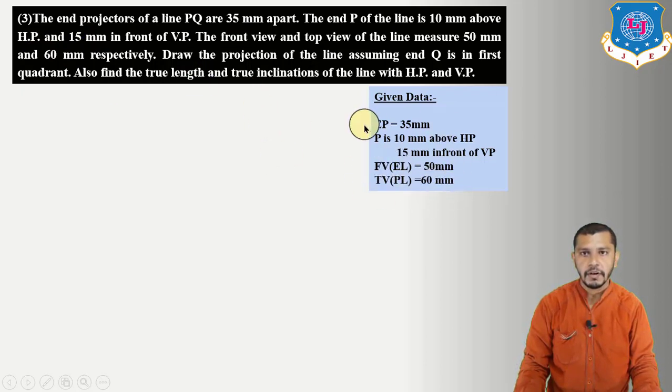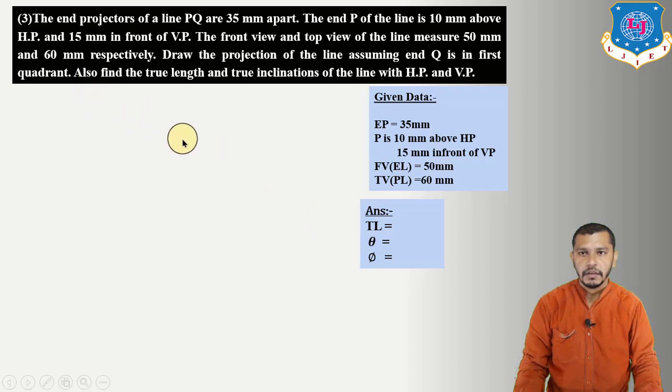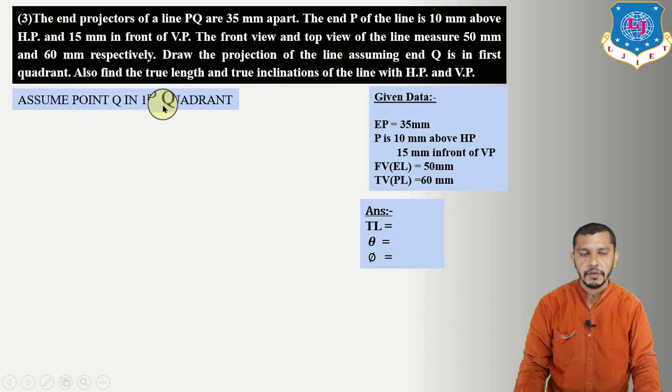Now after drawing the projections, we have to find out the true length and true inclination of the line with HP and VP. That means we have to find out the true length, theta and phi. Theta is the angle of inclination of the line with the horizontal plane, and phi is the angle of inclination of the line with the vertical plane. Now here the quadrant of Q is already given. So Q is in the first quadrant.